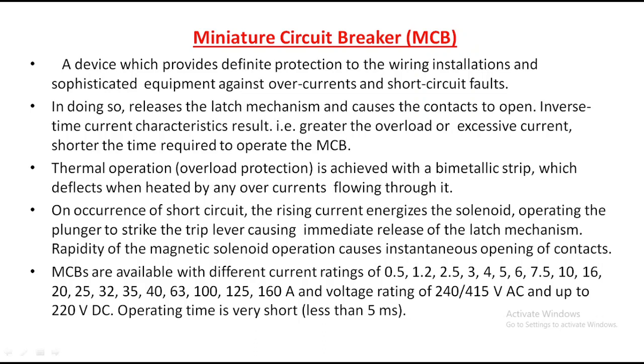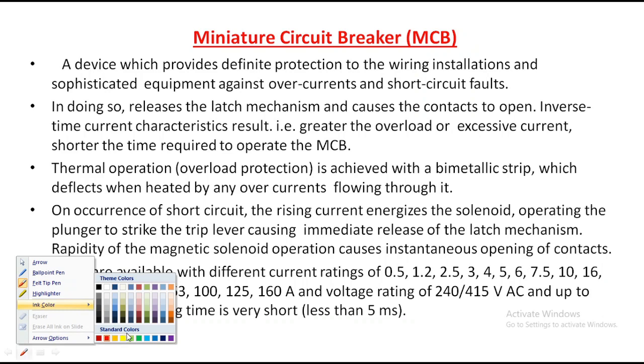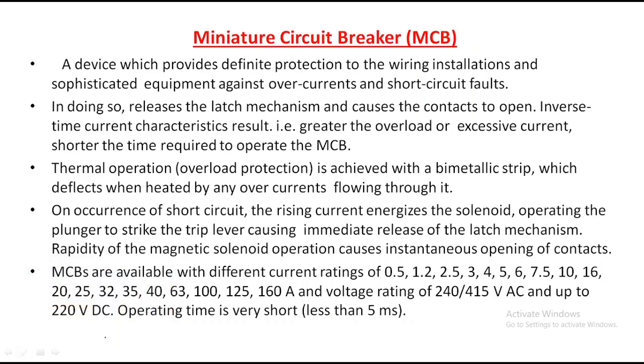Hello students, in this class we will discuss the remaining components in the switchgear protection. In that, first we discussed the fuse, the next component is the miniature circuit breaker. Before entering into the miniature circuit breaker, first we will have a brief idea about the circuit breaker.